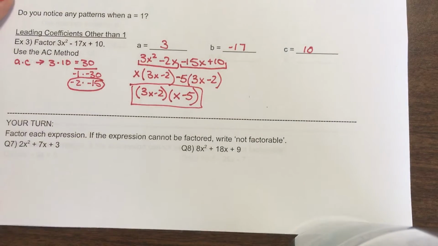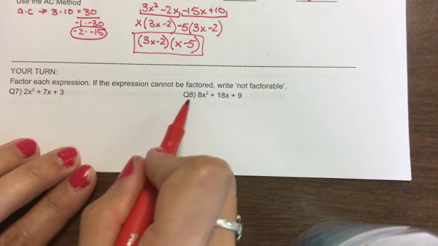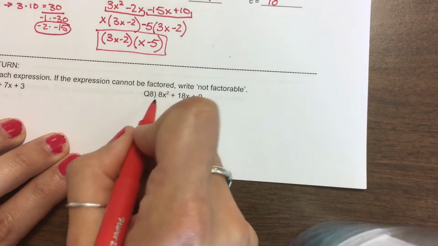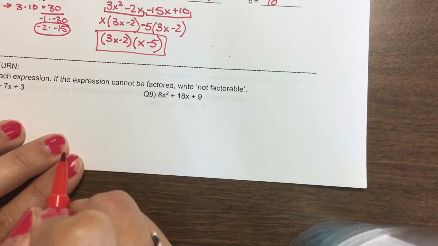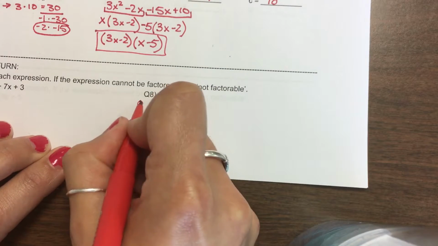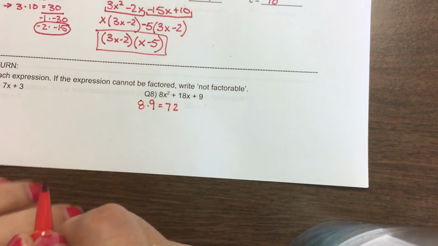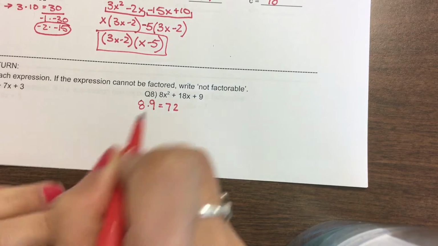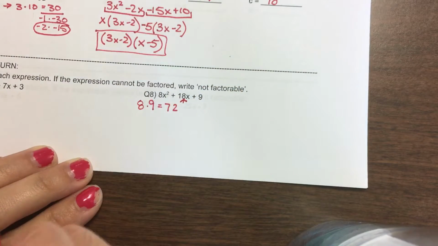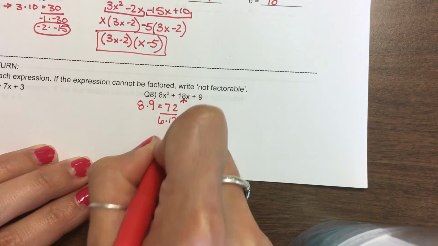Let's look at one more of these together. We'll take a look at number 8 here. So if I look, I don't have any GCF that I can pull out. So I'm going to go straight to multiplying A and C. So 8 times 9 would give me 72. And I want factors of 72 that would add to 18. That's going to be 6 times 12.